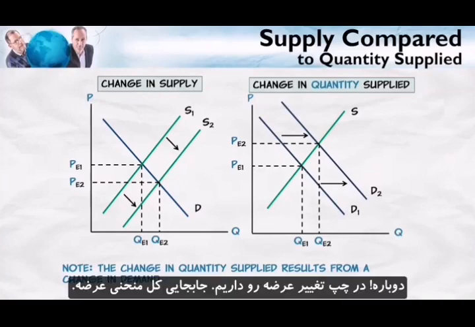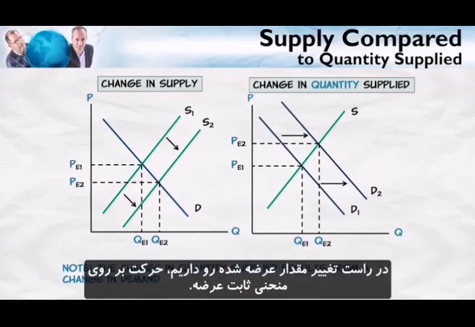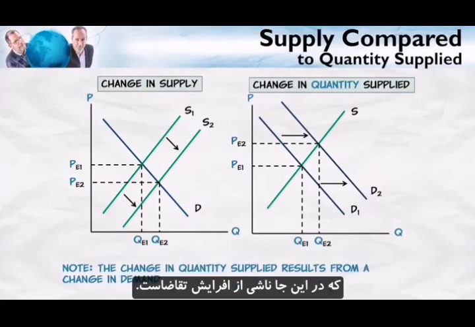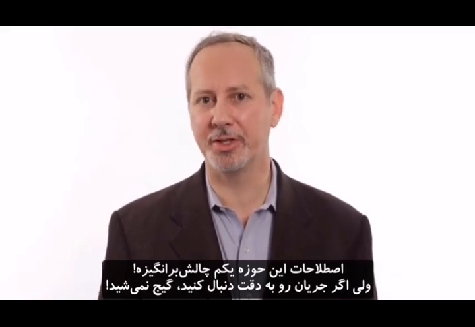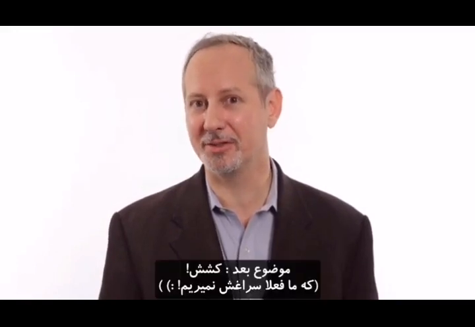Again, on the left, we have a change in supply. The entire supply curve shifts. On the right, we have a change in the quantity supplied, a movement along a fixed supply curve caused in this case by an increase in demand. That's it. The terminology is a little bit tricky, but if you follow the curves closely, you won't get confused. Next up, elasticity.